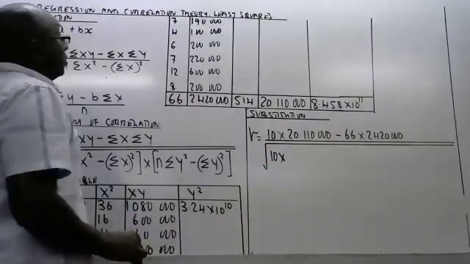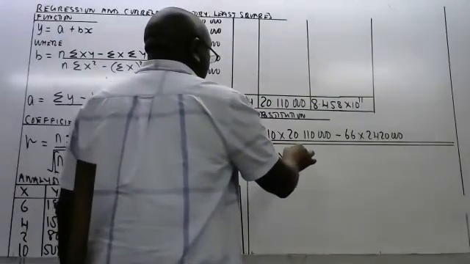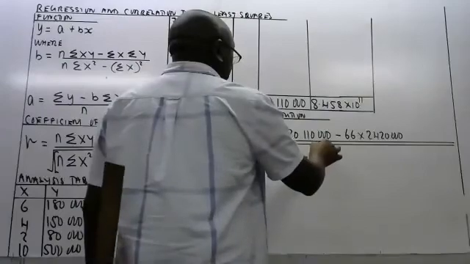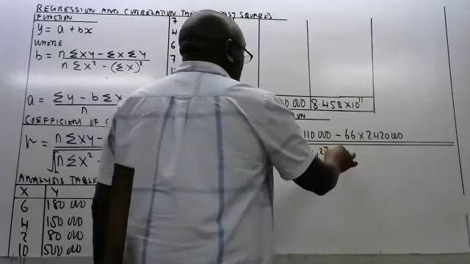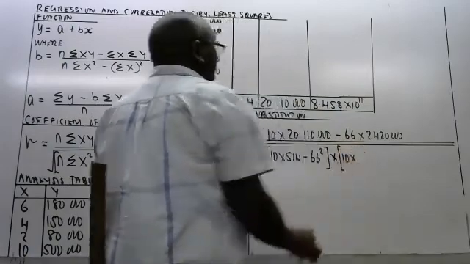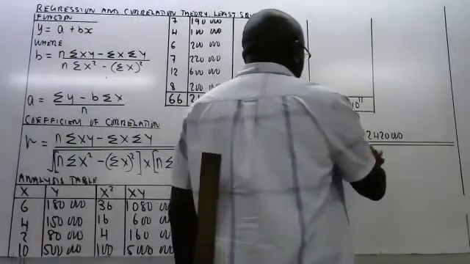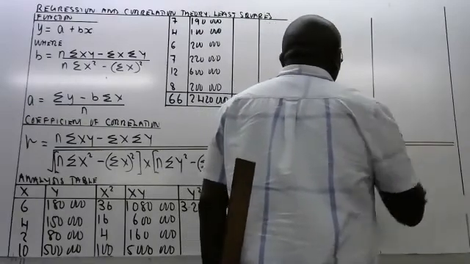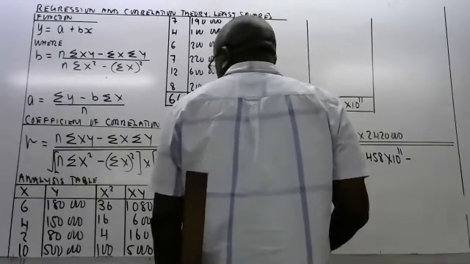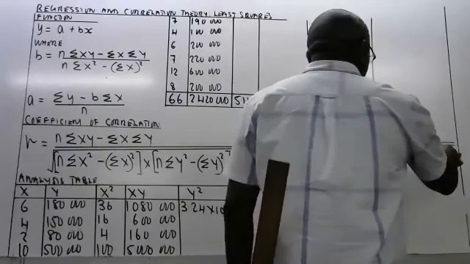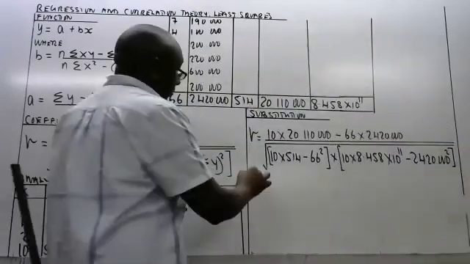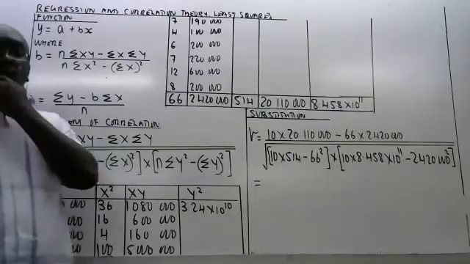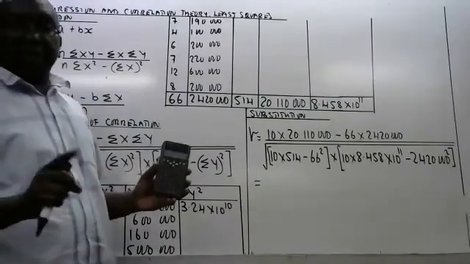10 times sum of x squared, which is 514, minus sum of x, that is 66, you square, you multiply by 10 times sum of y squared, which is 8.458 times 10 raised to power 11, minus sum of y. Sum of y is 2,420,000. You square that. And I told you that one you get the answer from the calc this way.